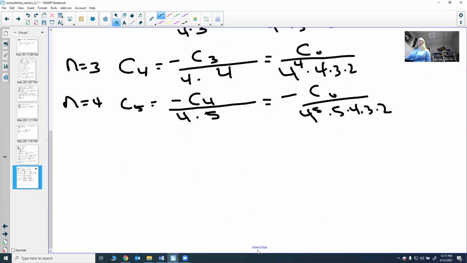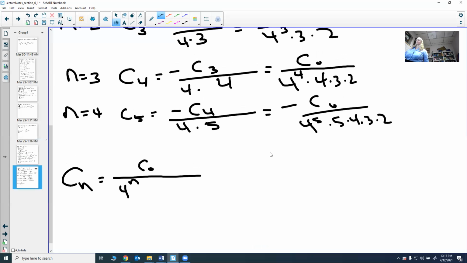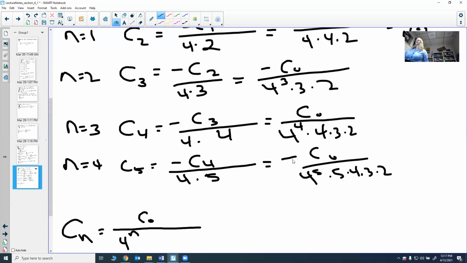So if we think about what C sub n is equal to, that would equal 4 to the n, because we see that 4, 5, and that 5 there. We know we have a C0. Let's see if we get another little pattern. You don't always have to find patterns, but sometimes it's nice to find them.